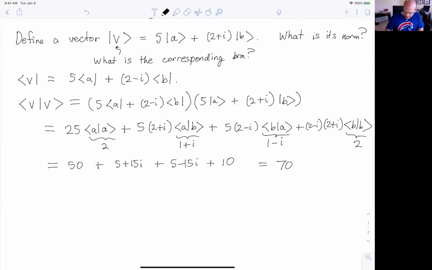And as a sanity check, the inner product of anything with itself has to be real and positive, and so it's good that it was. Okay, so that's the inner product of V with itself. And so for the norm, the thing to remember is to take the square root of V with itself. So that's the square root of 70.